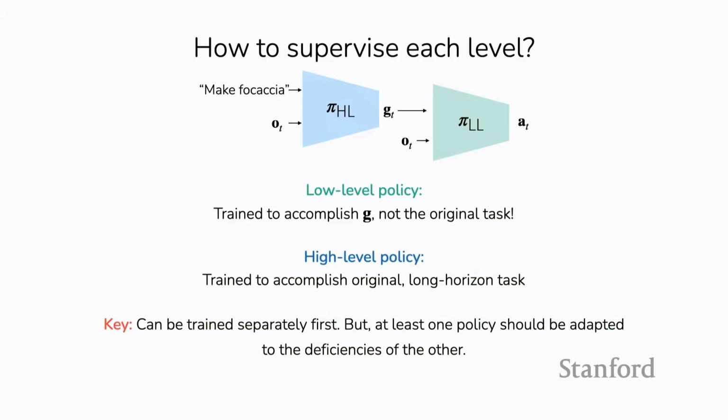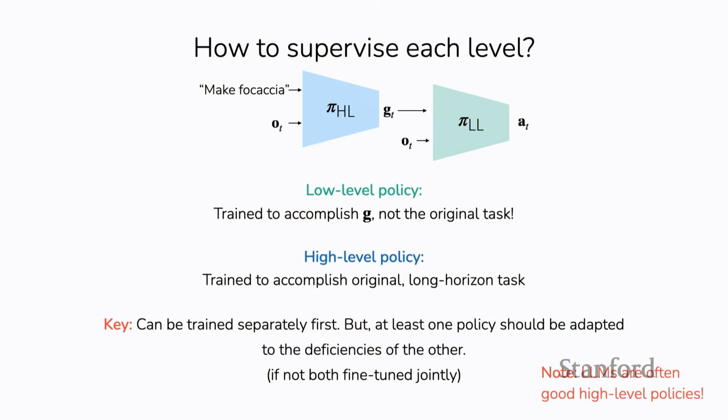Okay. So generally the way to address this is that you can first train them potentially completely separately. But it's important for at least one policy to be adapted to the other. And ideally, even both could be jointly adapted with each other to optimize reward, or optimize some kind of complete objective.